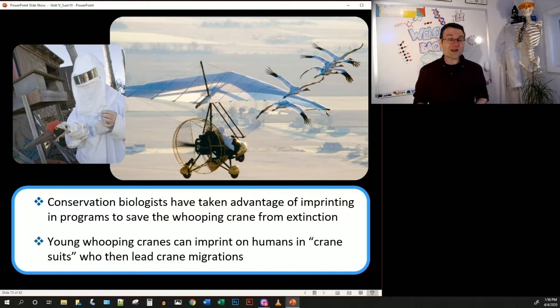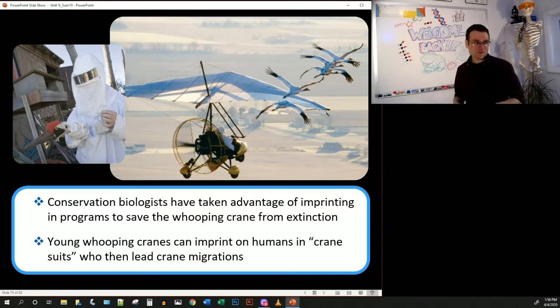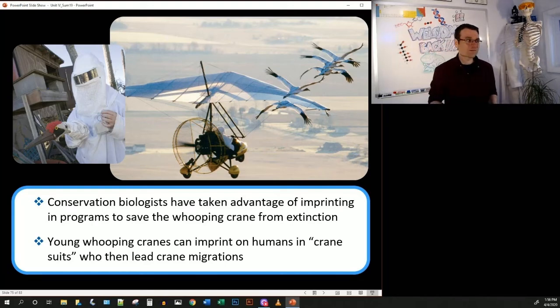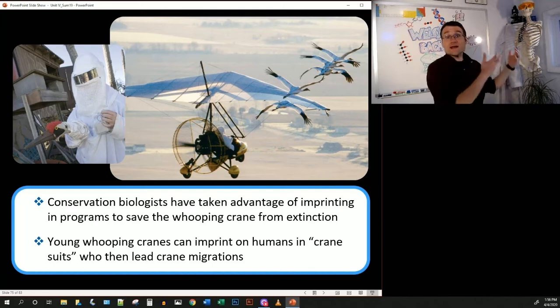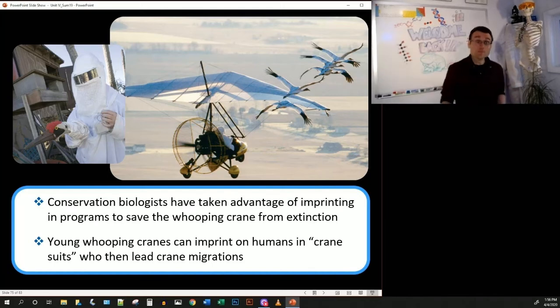These scientists put on crane costumes. I don't know if you noticed yet, but he's holding a little puppet crane head in his hand in the picture on the left. He put on a crane costume, and they had the birds imprint on them, and then they got into these little microlight planes when they were old enough to fly, and they taught them a new migratory route, and then those cranes were able to teach that to their offspring, and suddenly they were able to bring their population back a little bit using this imprinting idea.